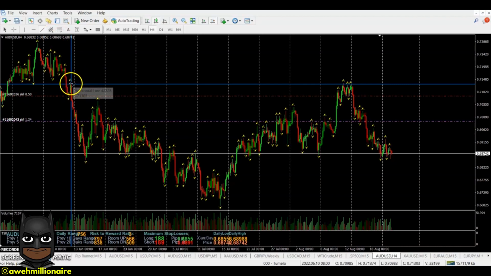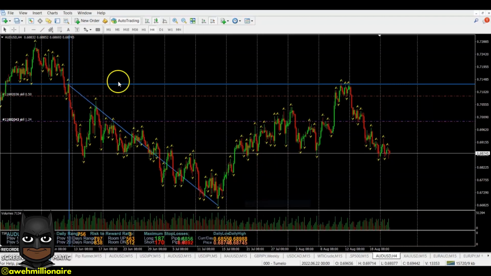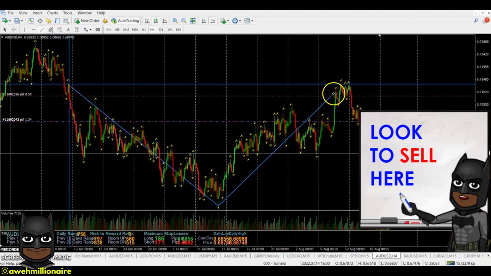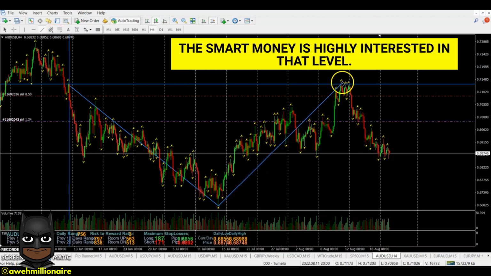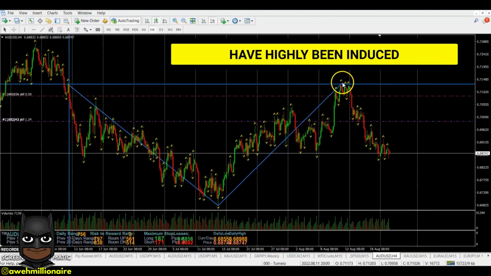So now we know that whenever price comes back to test this level, what we want to be looking for are selling opportunities. We want to get ready to sell because we know with high probability that the smart money is highly interested in that level. And this is a level where retail traders have highly been induced to take the opposite side of the trade.